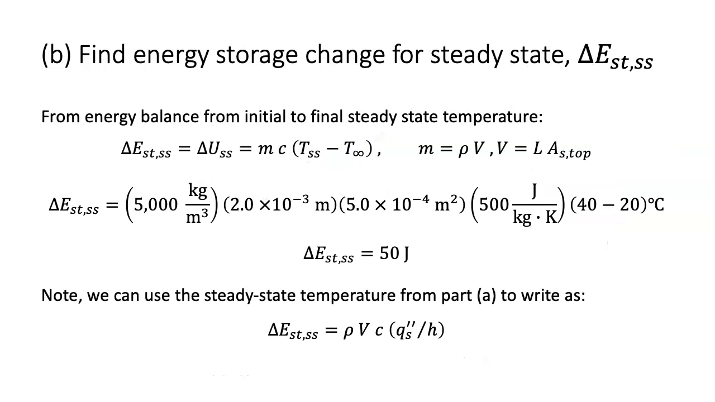For part B, to find the change in energy storage while reaching steady state, we recall that it is equal to the change in internal energy for sensible energy changes only. Then, we use the definition of specific heat to calculate the change in internal energy for our known mass and known temperature change for the coin. Note that the temperature change is from our initial condition, where the coin is in equilibrium with the surrounding fluid, to our final steady state condition, which is the temperature calculated for part A. Substituting in values, we get an addition of 50 joules of energy to the coin.